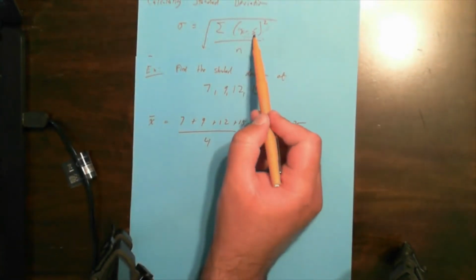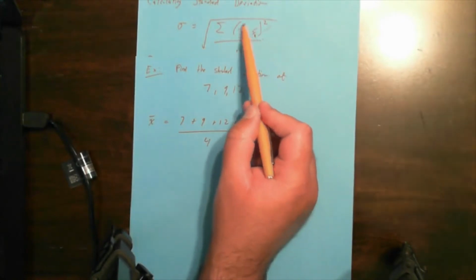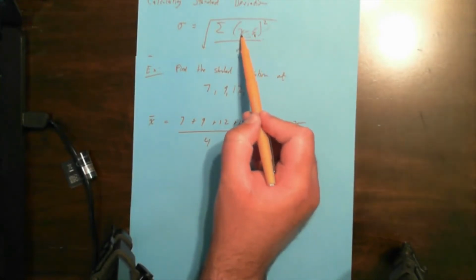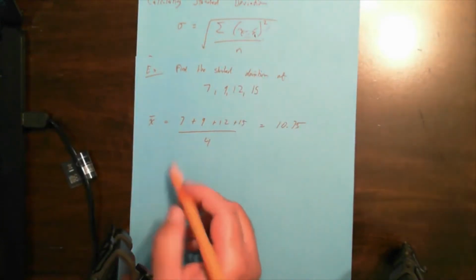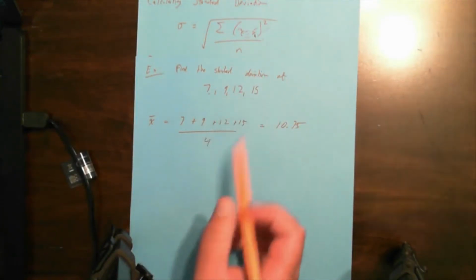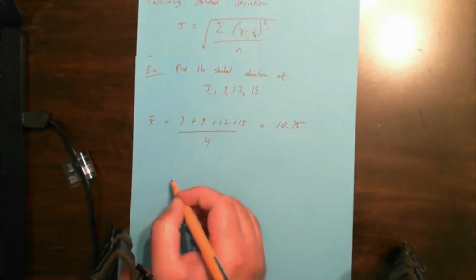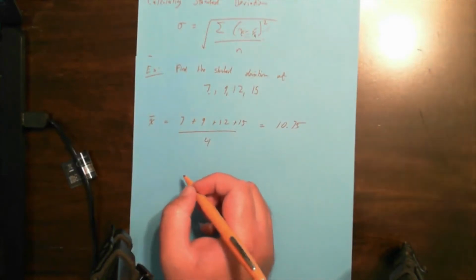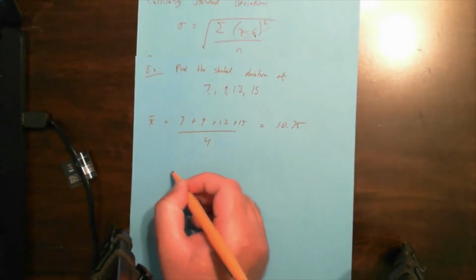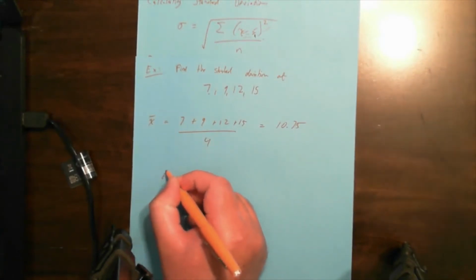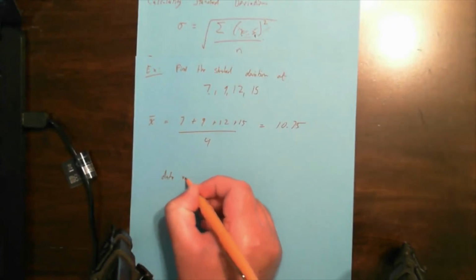Alright? Now, I know what my mean is, so my step 2 is going to be to take each data value and subtract the mean. Alright, so my data values are 7, 9, 12, and 15. So I'm actually going to set up a table here. So this is how I like to organize my work here anyway. So my table has the list of data values.